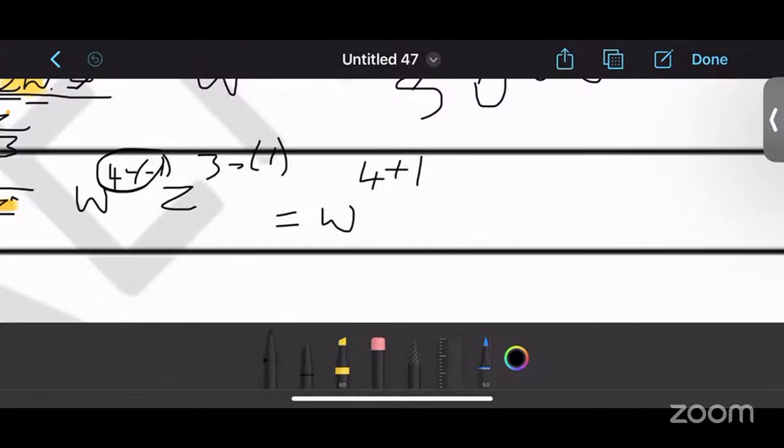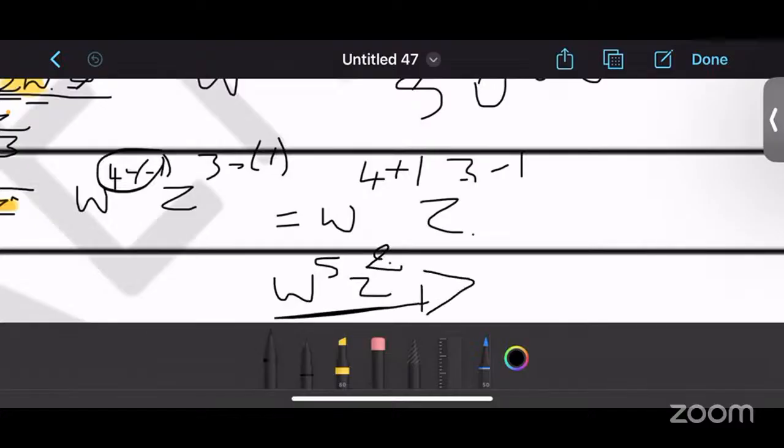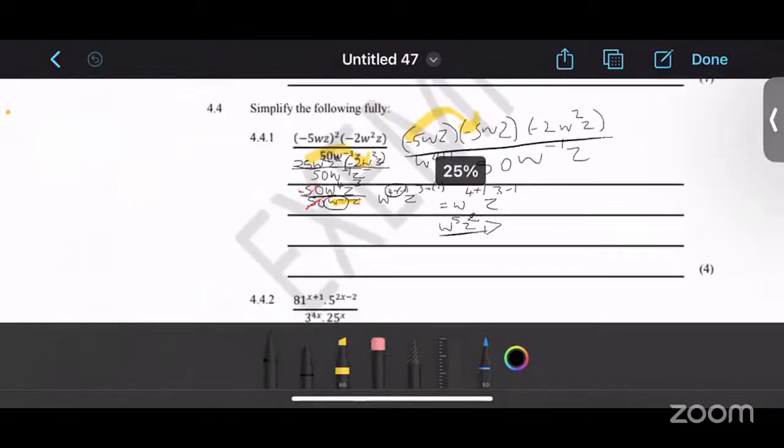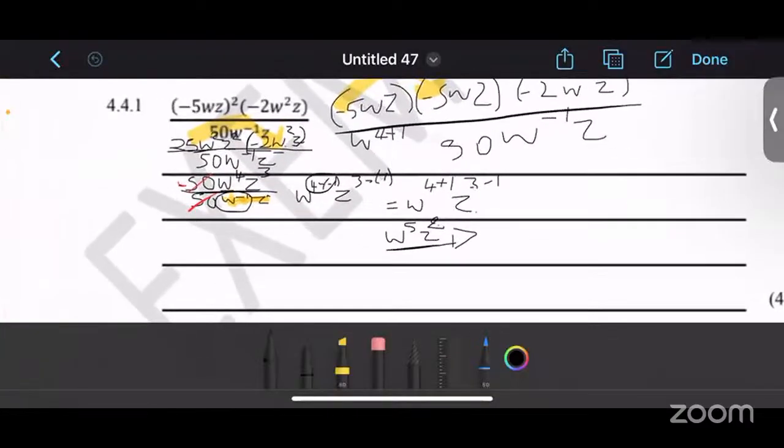So it's W to the power of 4 plus 1, Z to the power of 3 minus 1, and then W to the power of 5 Z to the power of 2. So it's W to the power of 5 Z squared. That is going to be our final answer. Are we happy?